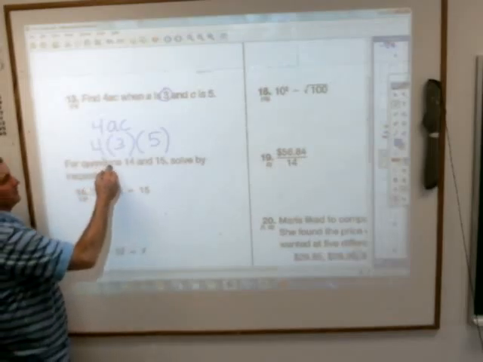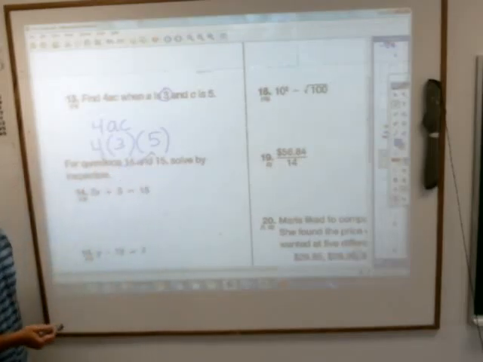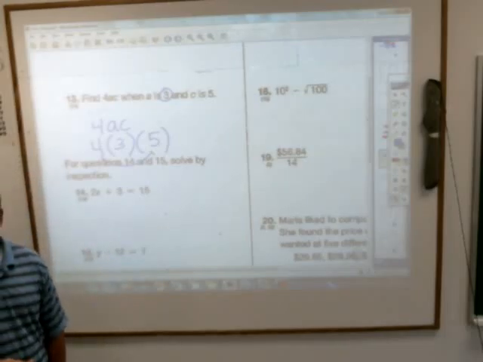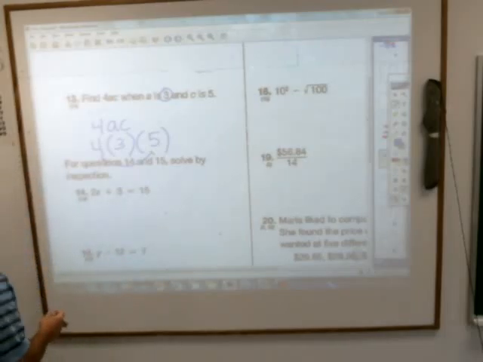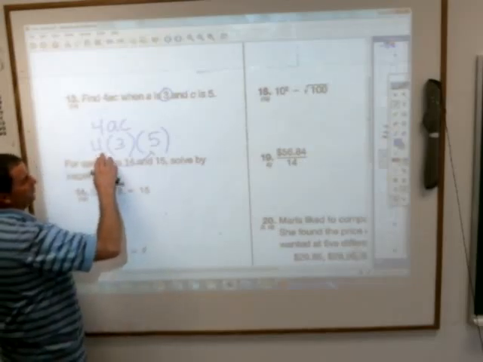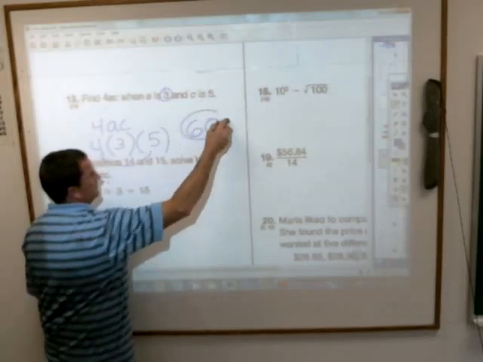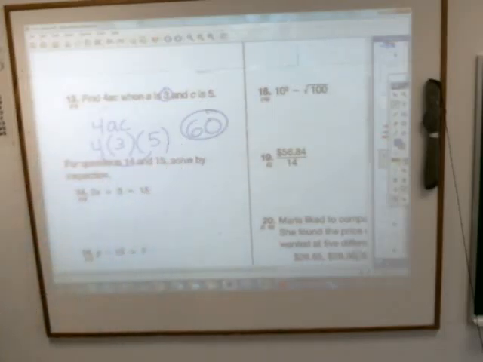Now you could do 4 times 5 first because of what property of math? No, it's commutative, I would say. 4 times 5 is 20, times 3 is 60. So far, so good.